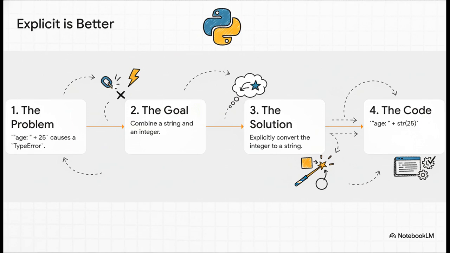And this gets to a core piece of Python's philosophy. Explicit is better than implicit. The language doesn't want to guess. So if you've got the string leaf-tide and the number 25, you can't just mash them together. You have to explicitly tell Python what you want. You have to say, hey, Python, see that integer 25? Use the string function to create a brand new string object, 25 from it. Then, once you have two strings, you can combine them perfectly.